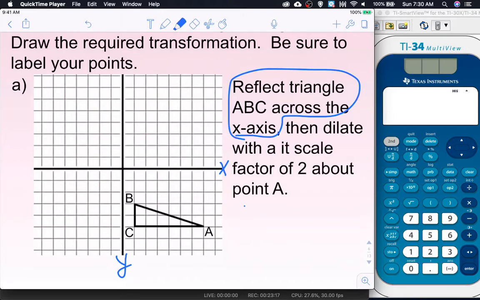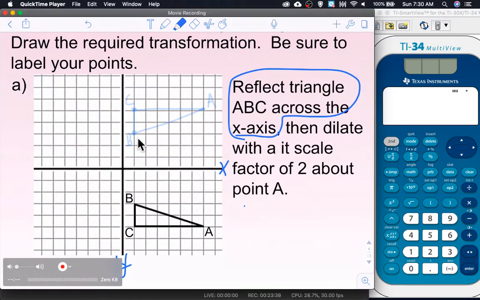Here, I'm going to use my highlighter. Oh my goodness, he's big. So there's B, there's C. And I'm using my highlighter tool because this is not my final answer. This is just an in-between step. There. That is a reflection across this line.